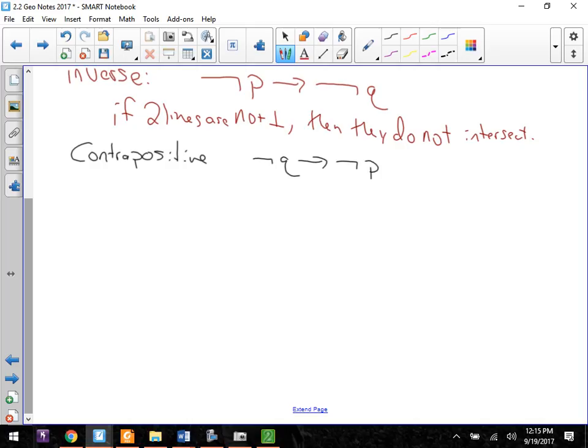Not Q implies not P. It's called the contrapositive. You say it backwards and you put the word no in it. If two lines don't intersect, then they are not perpendicular. What happens here is you have your original, not the original, backwards, and the backwards not.